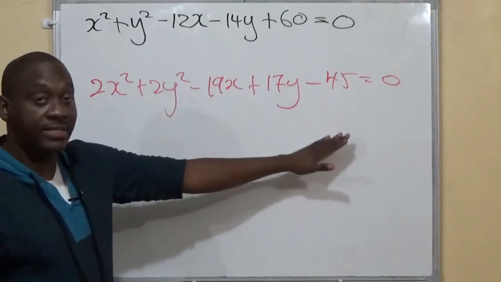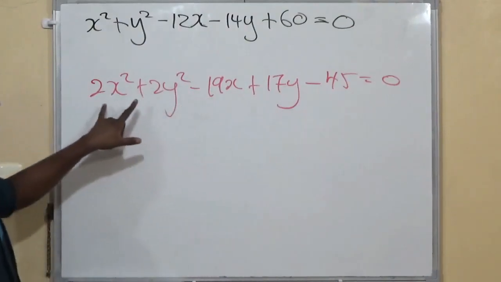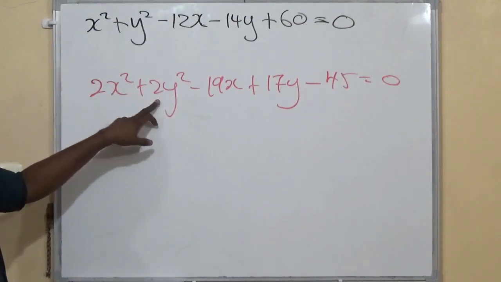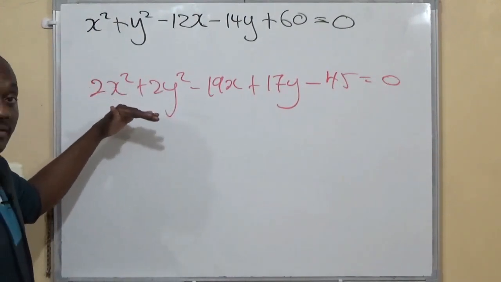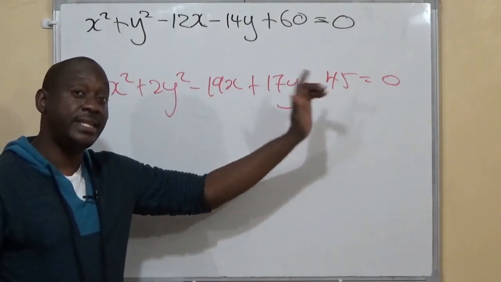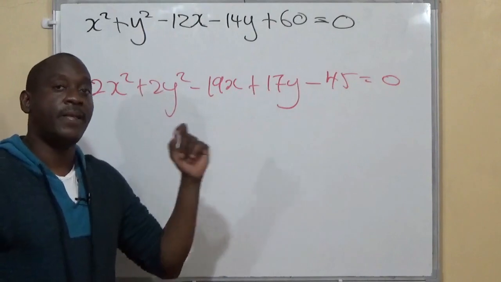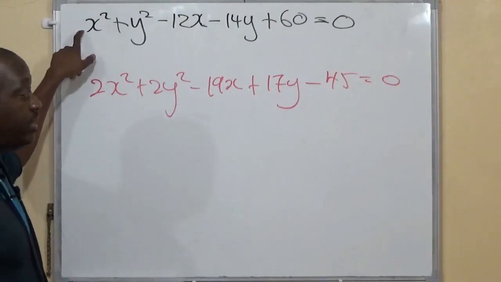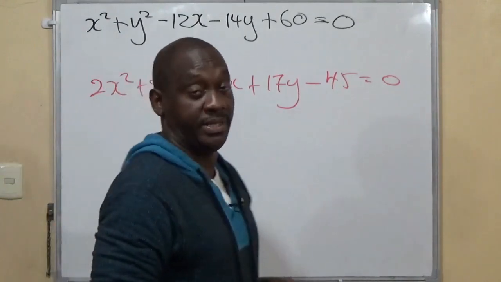Once you have it in this form, even though the coefficient here is 2 and the coefficient here is 2, this is the equation of a circle, because we could divide the whole equation by 2 to get it in the general form. In other words, in the general form, the coefficient of x squared must be equal to 1 and the coefficient of y squared must be equal to 1.